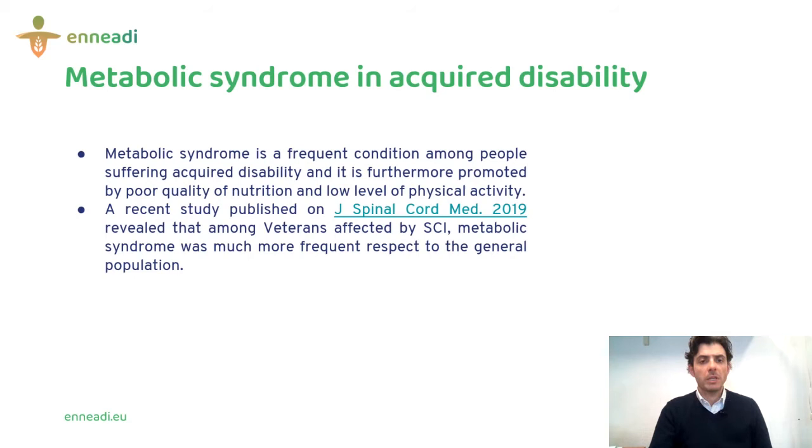Metabolic syndrome is a frequent condition among people suffering acquired disability, and it is furthermore promoted by poor quality of nutrition and a low level of physical activity. A study published in 2019 revealed that among veterans affected by spinal cord injury, metabolic syndrome was much more frequent with respect to the general population.